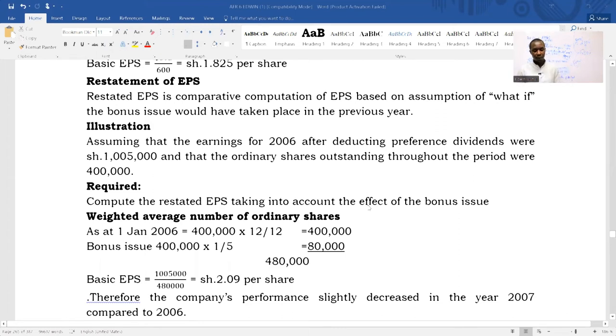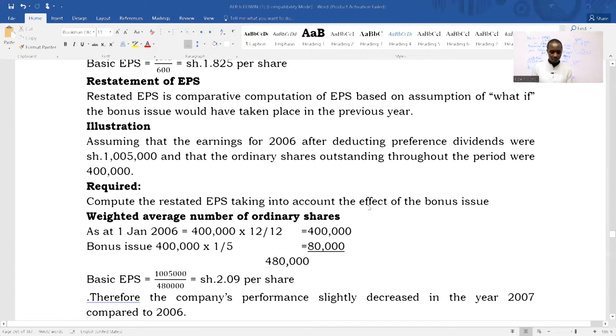So, illustration: assuming that the earnings of 2006 after deduction of preference dividends were 1,005,000, and the ordinary shares outstanding throughout the period were 400,000. Required: compute restated EPS, taking into account the effect of the bonus issue. Meaning that now we have to assume that the bonus, which was in the year 2007, is in the year 2006. So we compute an EPS for 2006, incorporating the bonus based on the same proportion. Then we check on those EPSs, and we comment about the profitability.